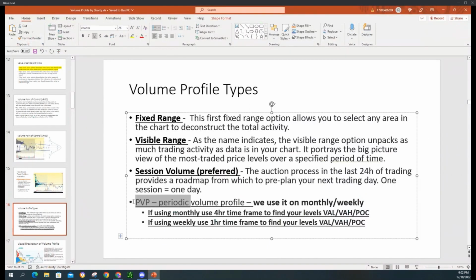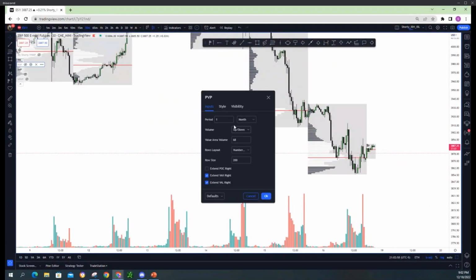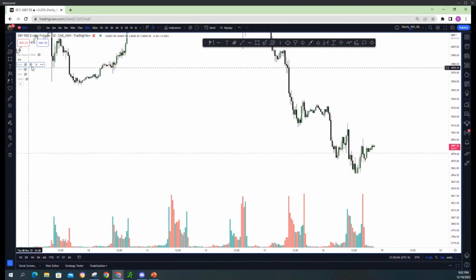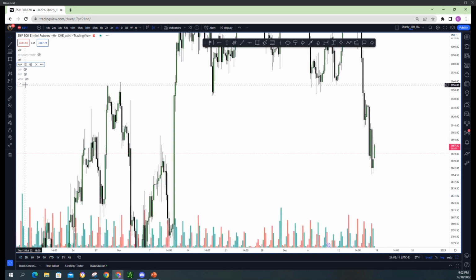And then PVP, this is something you guys can probably get really creative with. Basically you're setting it to whatever you want it to be. If you're using monthly volume profile, if I want to see it for the month, I would just have to enable this here, monthly, and I usually look at this on 4 hours.